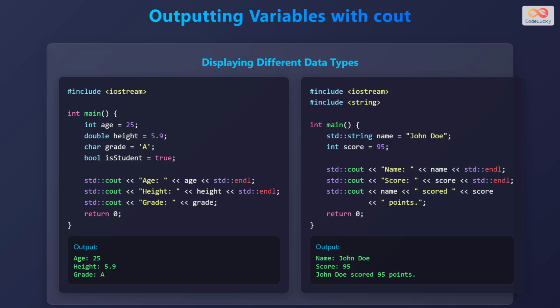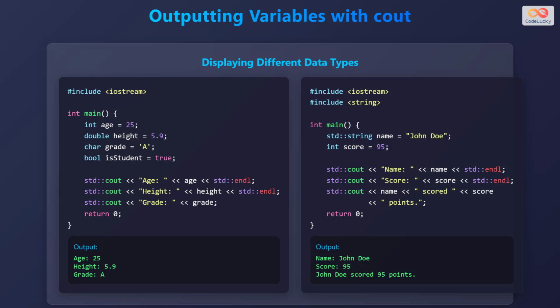Now let's look at how to display strings and integers together. Include the iostream and string libraries. Inside the main function, declare a string variable named name and set it to "John Doe". Then declare an integer variable named score and set it to 95. Use std::cout to display the values of these variables with descriptive text. For example, std::cout << "Name: " << name << std::endl. This line will output Name: John Doe followed by a new line.